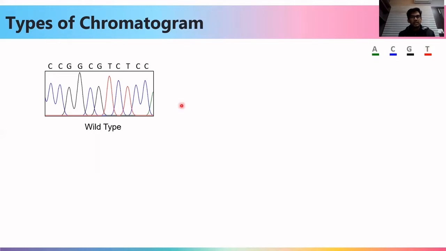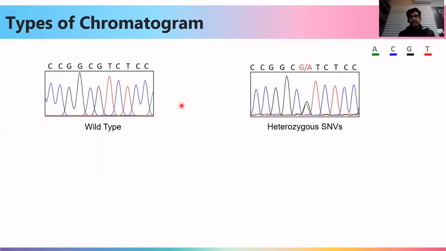Suppose there is a heterozygous mutation, that is, one of the strands has the mutation while the other is wild type. So at this position, you can see there are two peaks: one is a black peak and the other is a green peak. The black peak represents the wild type nucleotide, that is G, while the green peak shows there is a mutation on one of the strands due to which it has been converted from G to A. That's why two peaks are represented here. This is known as a heterozygous single nucleotide variant.